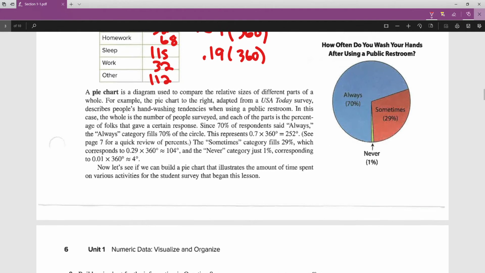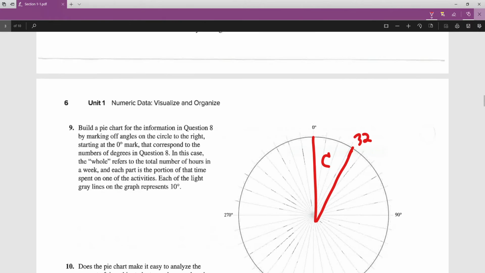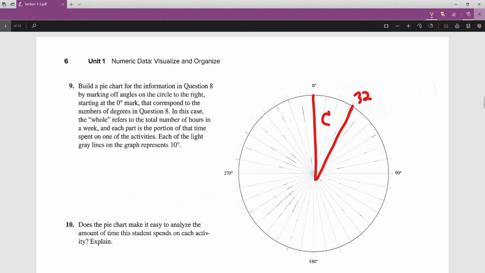Look back at your table, 68 for homework. I have to take 32 plus 68 to find out where I need to end. Use your calculator. That should end up being 100 degrees. 100 degrees is right here. And that was homework.